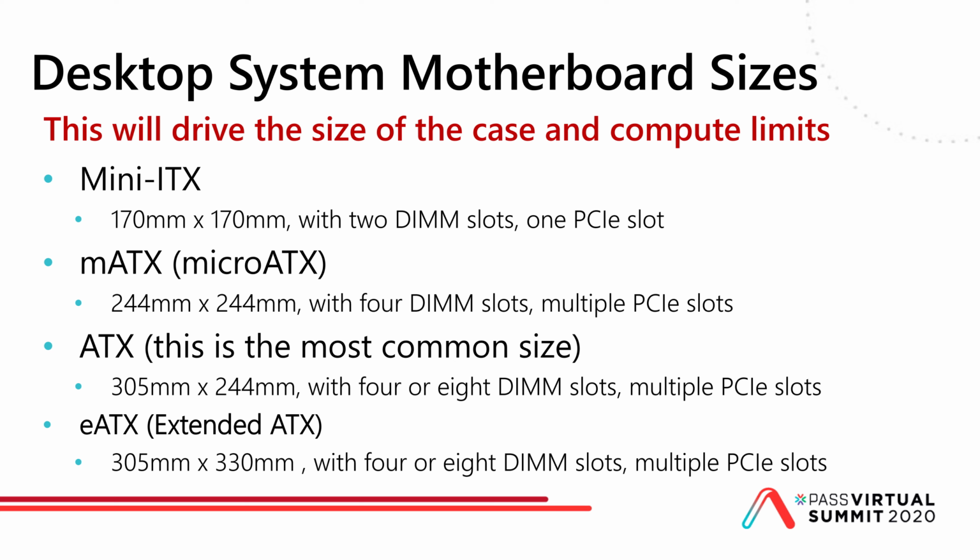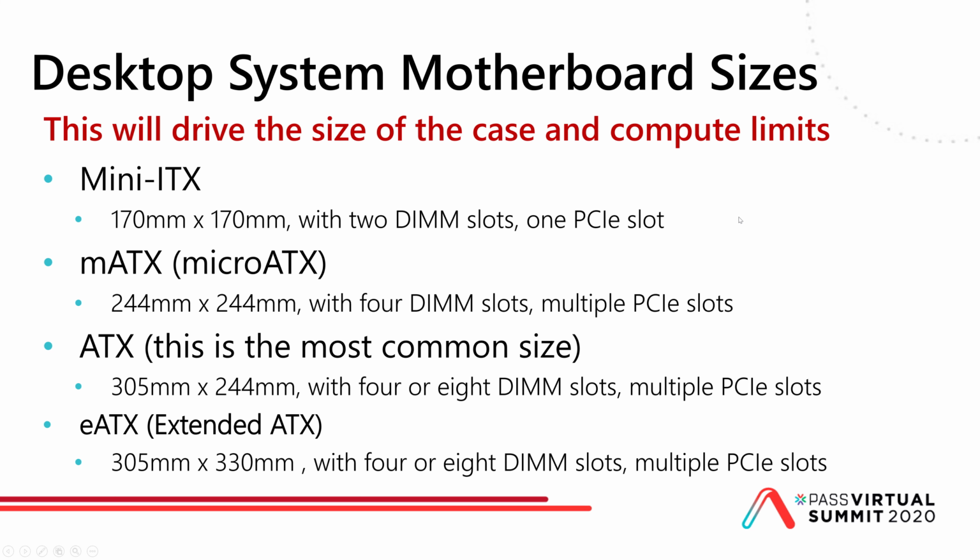Now, if you step up to micro ATX, it gets a little bit larger, and usually you're going to have 4 DIMM slots and usually more than 1 PCIe expansion slot. Then if you go to ATX, which is the most common size, then it gets slightly larger, and this is going to have either 4 or 8 DIMM slots depending on what kind of a motherboard we're talking about, whether it's mainstream or high-end desktop, and then you're going to have multiple PCIe slots. And then finally, you have extended ATX, which is even larger, and usually that's used for HEDT systems. But if it's not, it might just be a regular mainstream system, so you could have 4 or 8 DIMM slots, and then multiple PCIe slots that you have to work with there.